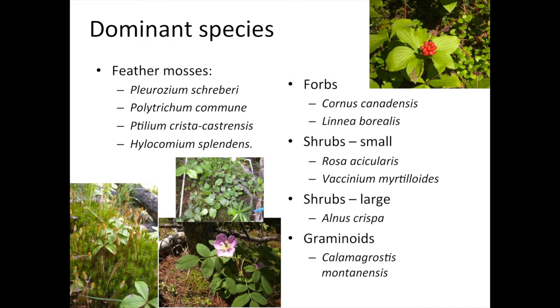And so, again, we can talk about species richness, we can talk about how many species are out there, but then it's always helpful to actually know, well, what are some of these species? And as I mentioned before, in terms of the ecosystem, this is very much a feather moss dominated system. So you can see there's 4 dominant feather mosses that really encompass the forest floor. And then as well, we have things like bunchberry and rose, blueberry, green alder, and the predominant graminoid or grass is Calamagrostis montanensis.